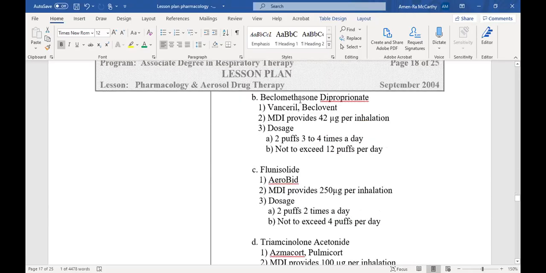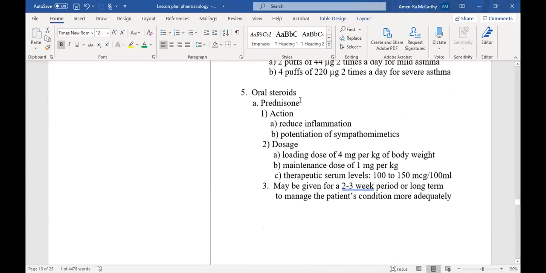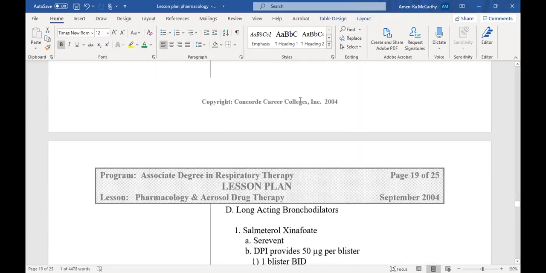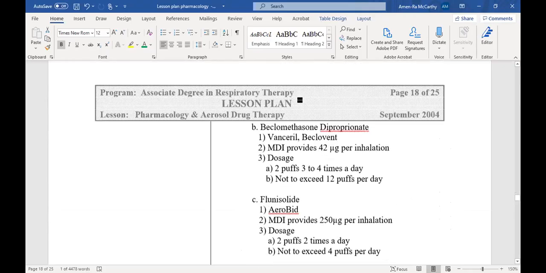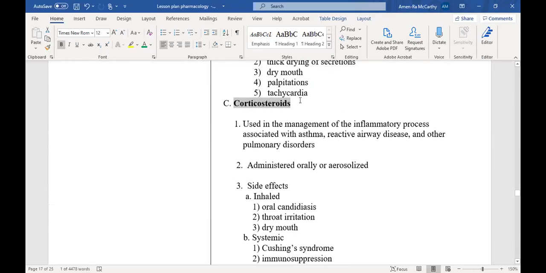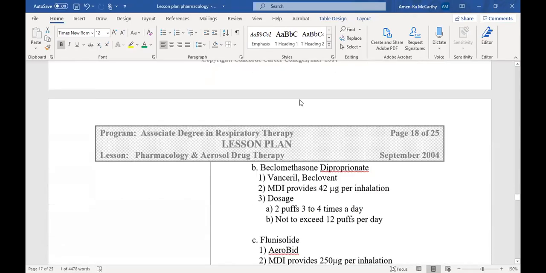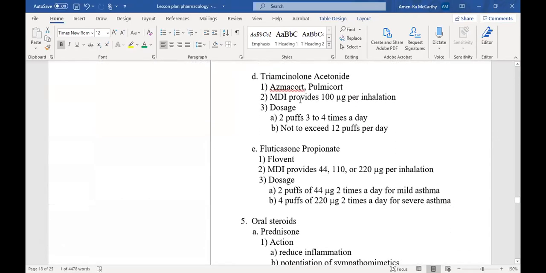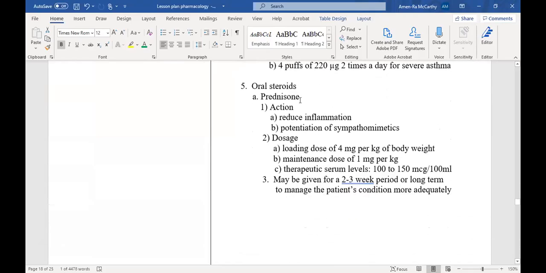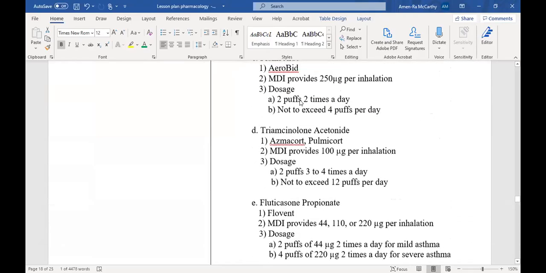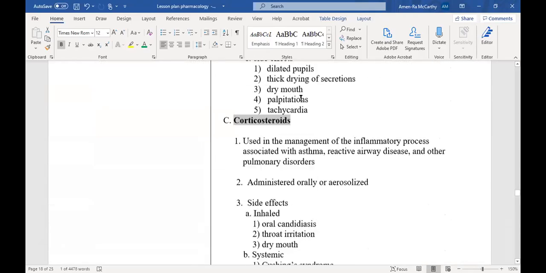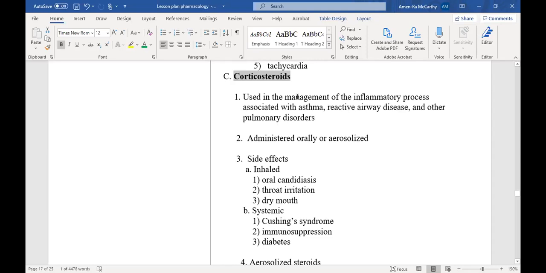Now look, the corticosteroid list is 5, well, it's really 4. Let me see. 1, 2, 3, 4, 5. About 5 of the corticosteroids that we inhale and 1 that you take as a pill. All right, we're going to do the corticosteroids and then we're going to stop for the day.